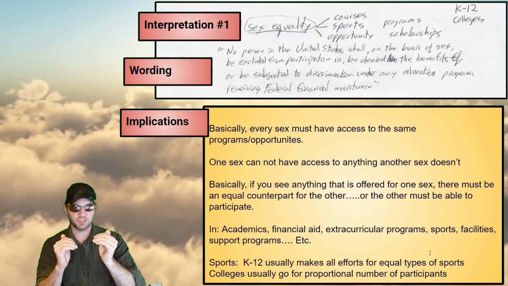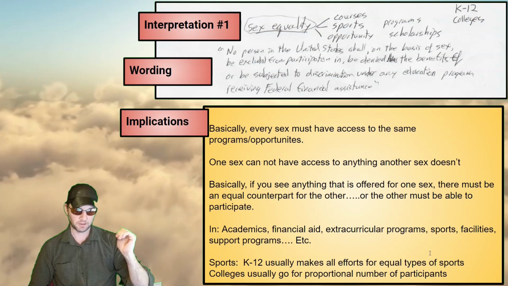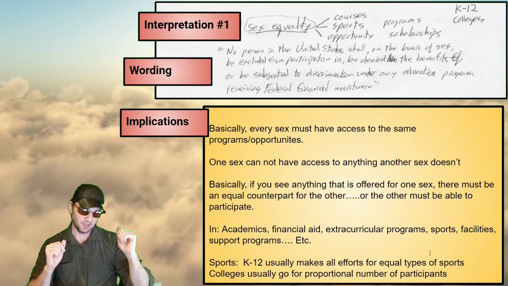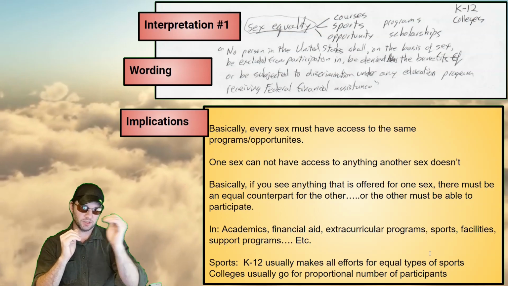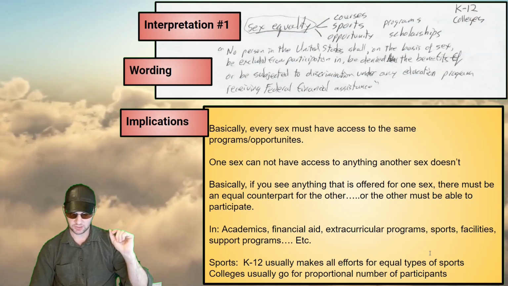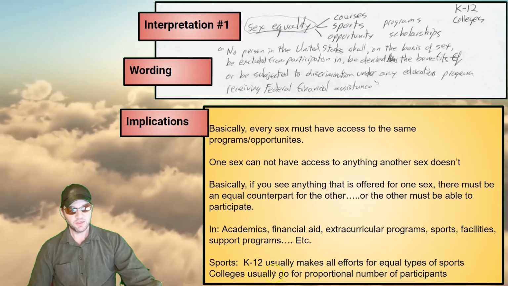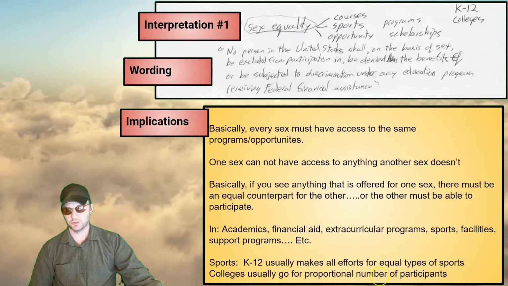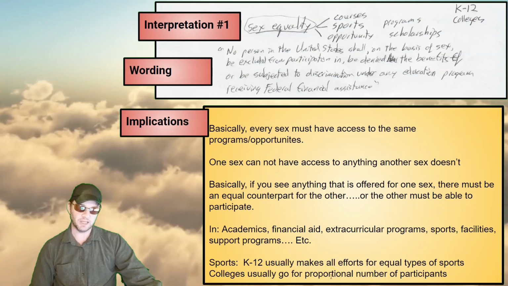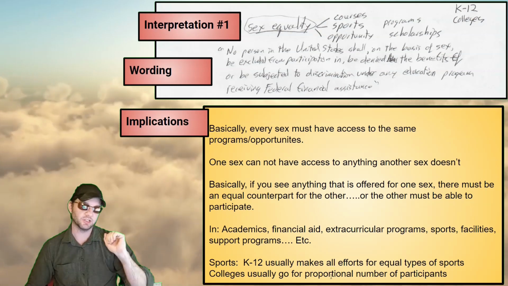If there's not a corresponding sport, then the other sex has a right to join the sport. So if there isn't male gymnastics, the male gymnast has a right to join onto the female gymnastics teams, with slight state rules sometimes. I noticed in colleges, they usually go for proportional numbers of participants. They usually run on, if there's X number of female athletes, there should be X number of male athletes based on the enrollment percentages of the colleges.